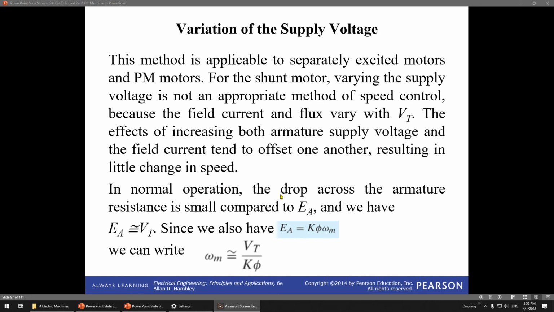In normal operation, the drop across the armature resistance is small compared to EA. We have EA almost equal to Vt. Since EA is equal to K flux Wm, we can write that W is equal to Vt divided by K flux.